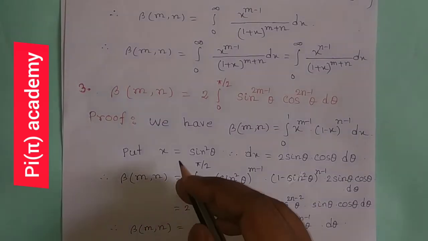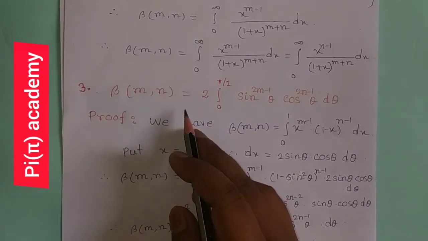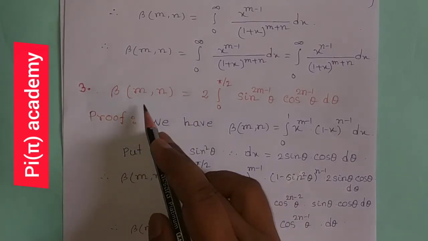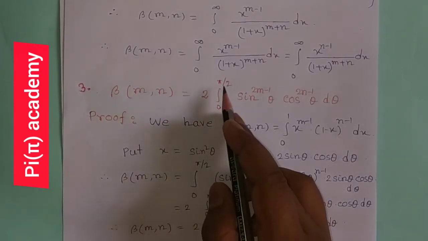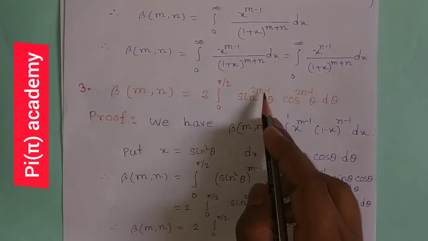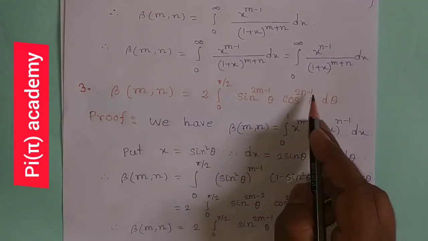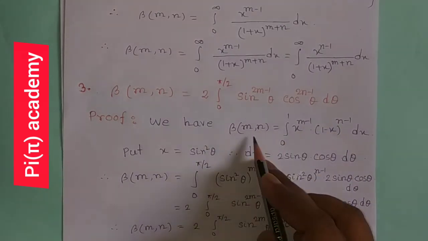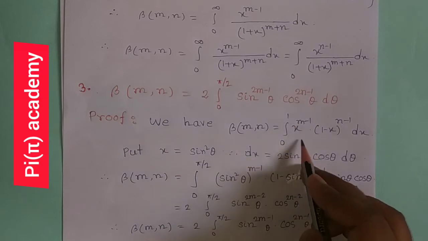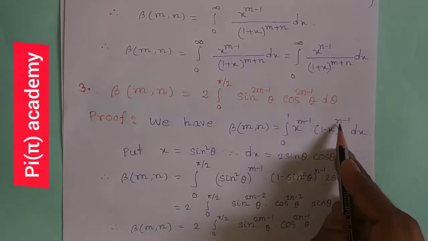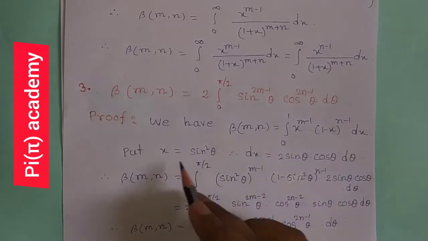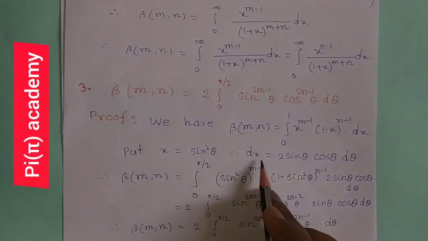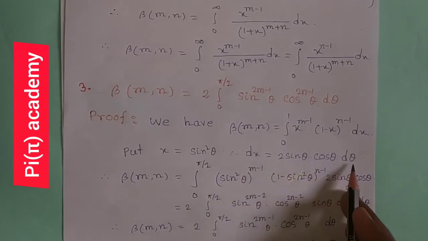Now the third property. It is very important to solve the problem. Here beta mn equal to 2 into integral 0 to pi by 2 sin to the power 2m minus 1 theta into cos 2n minus 1 theta into d theta. We have beta mn equal to integral 0 to 1 x to the power m minus 1 into (1 minus x) whole to the power n minus 1 into dx. Put x equal to sin square theta. Therefore dx equal to 2 sin theta cos theta into d theta.